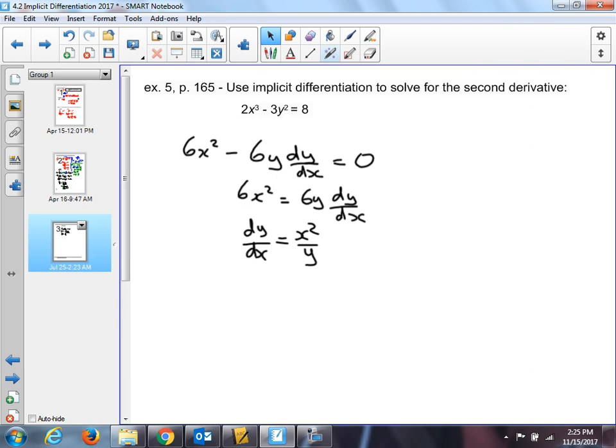Now, that's only the first derivative. I said find the second derivative. Son of a biscuit. Got more work to do. And this involves the quotient rule. Quotient rule. Say it again. Quotient rule.